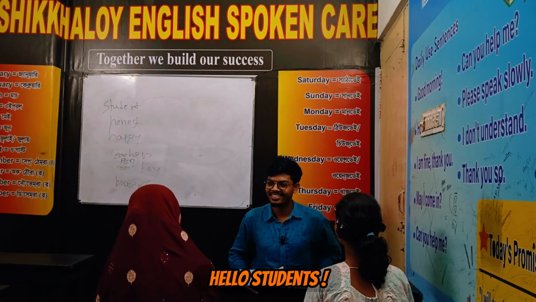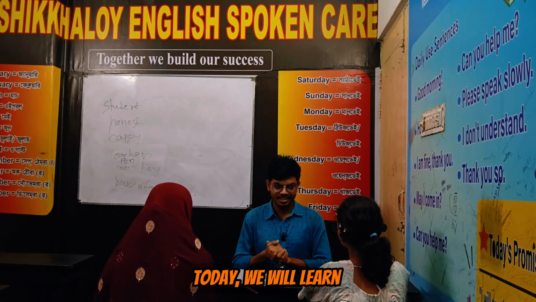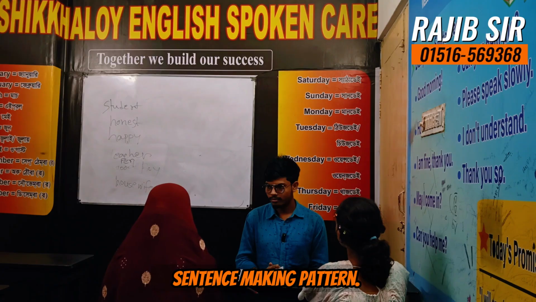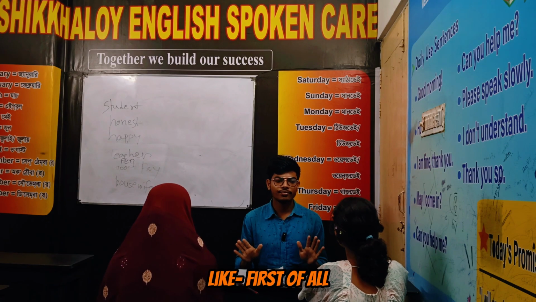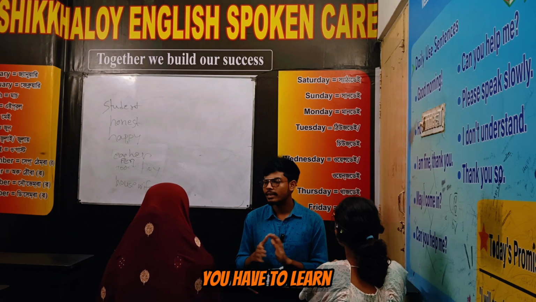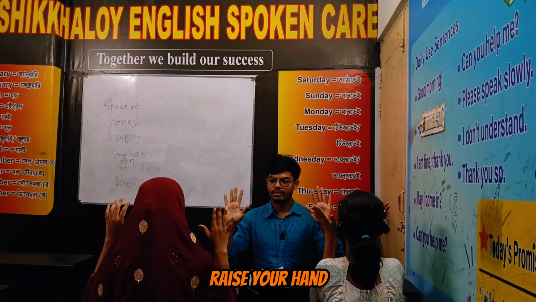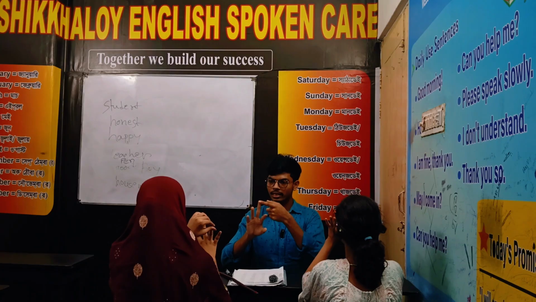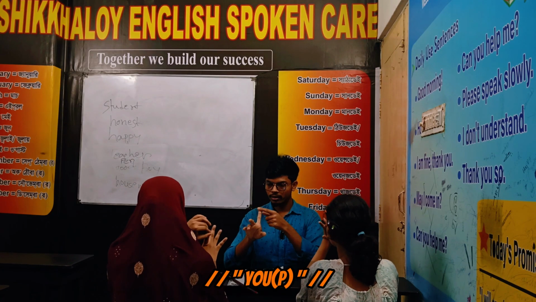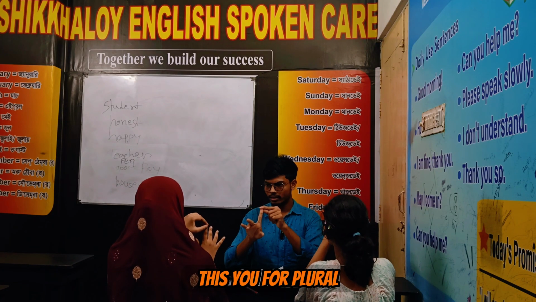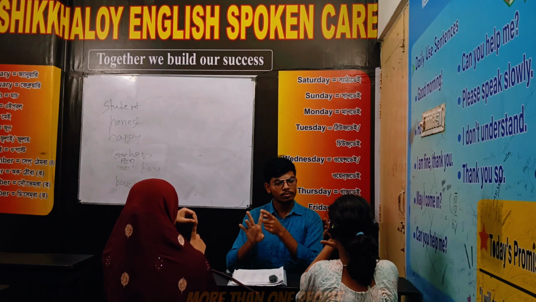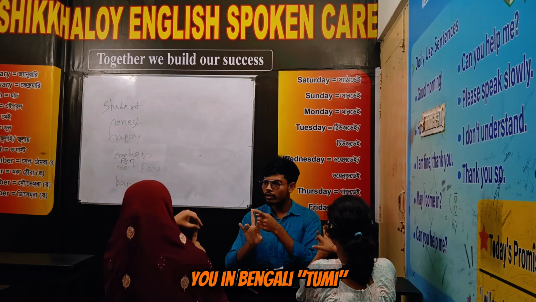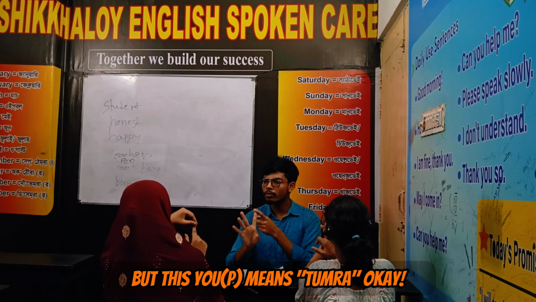Hello, student. Hello teacher. Today we'll learn something very special. Sentence making pattern. How? First of all, you have to learn 10 subjects. Raise your hand. I, we, you, you. This you is for plural, means more than one person. Okay? This you means you, in Bengali tumi. But this you means tumra.